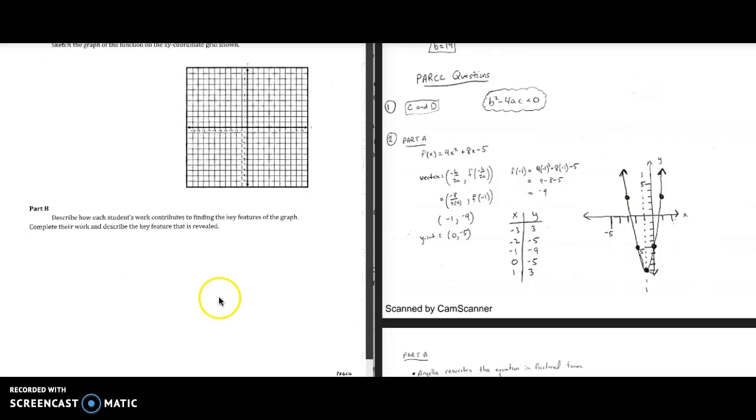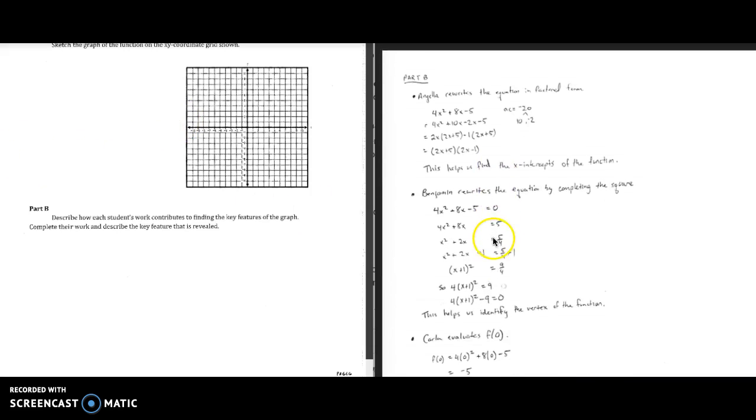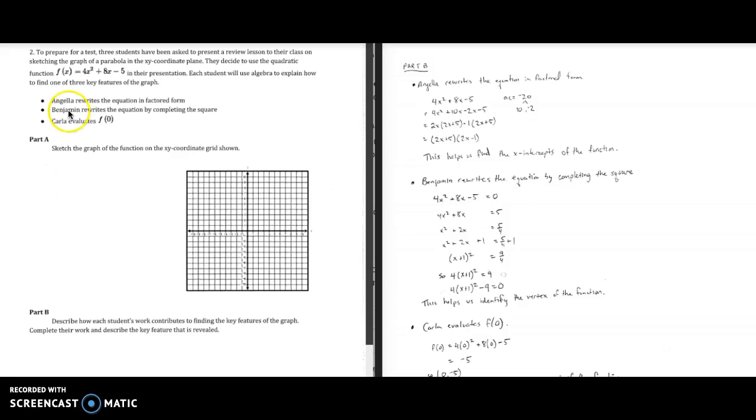So I think it's easier to do the sketching if you do the work first. So I'm going to do part B first and then come back and talk about part A. So the first thing I know is that Angela is rewriting the equation in factored form. So I'm going to take this equation and factor it.